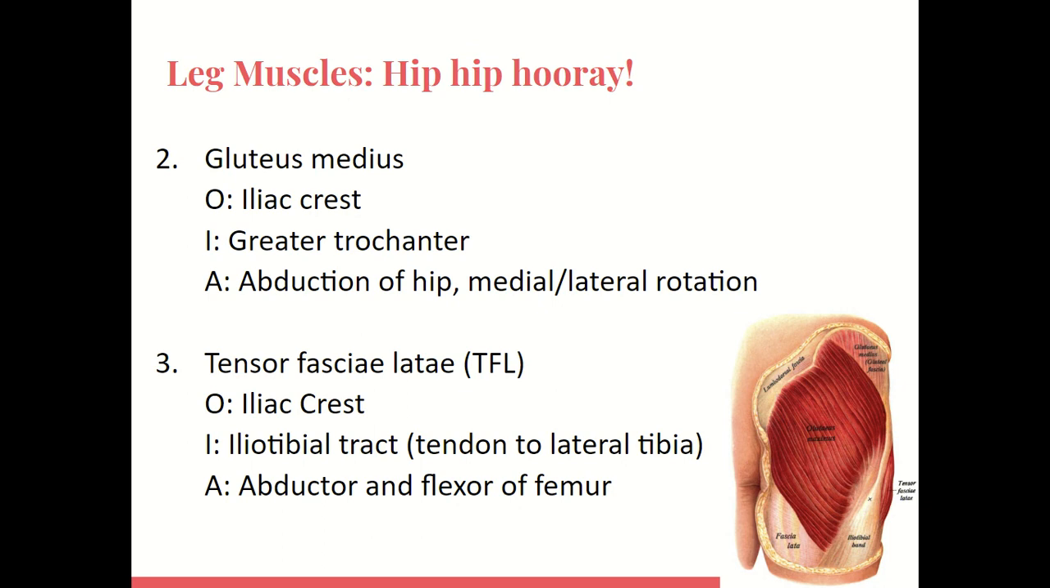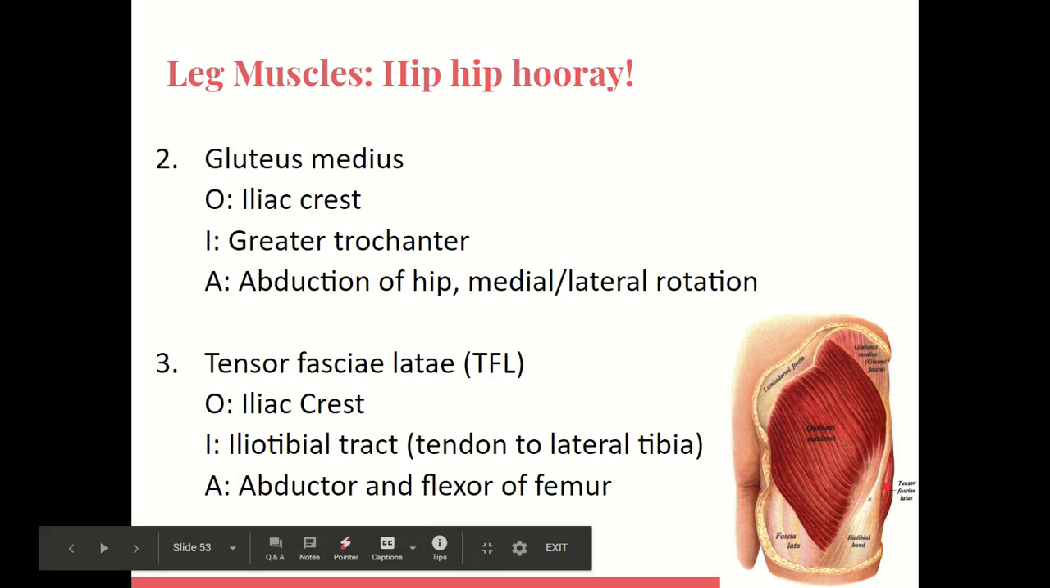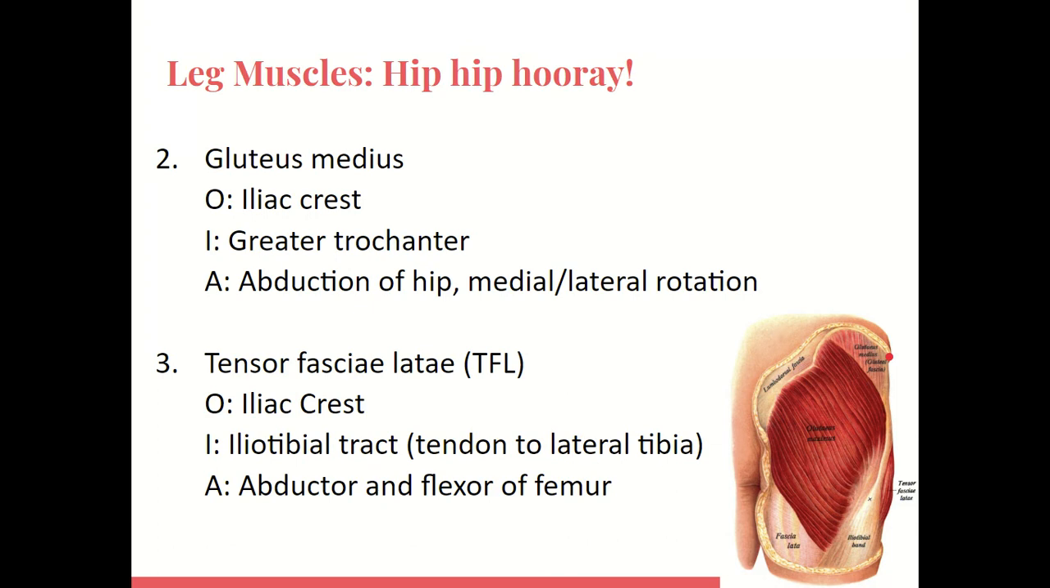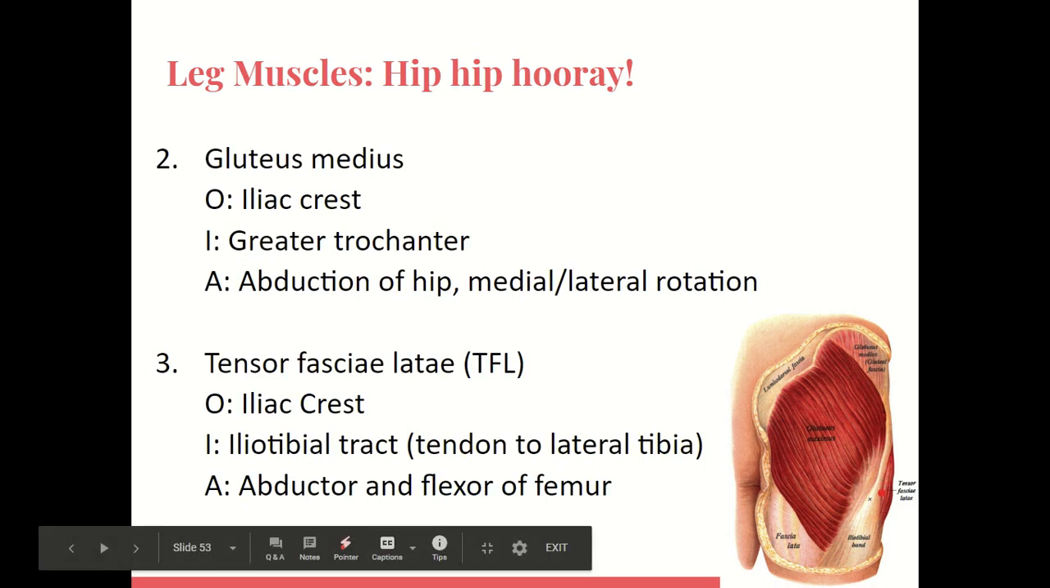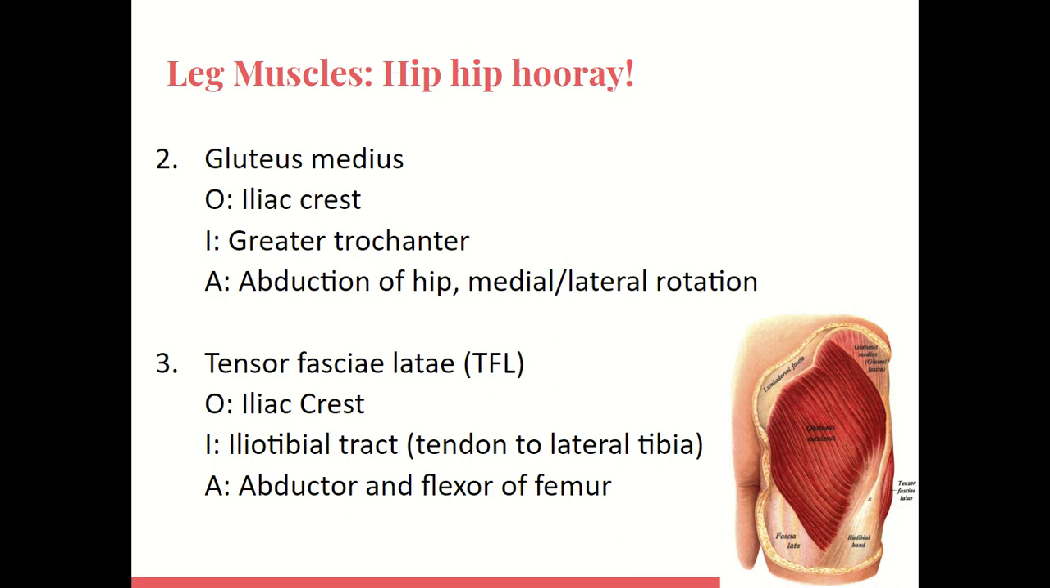So the tensor fascia latae, it arises from the iliac crest. So even though we see it kind of all the way down here, it actually has a band of tendons that go up over the gluteus medius and connect it onto the iliac crest. So it's kind of a bit of a longer muscle when you include the tendons. And then those tendons extend all the way down through this thing called the fascia lata and connect onto the iliotibial tract, which eventually goes into the lateral part of your tibia. So it goes all the way down into your lower leg.